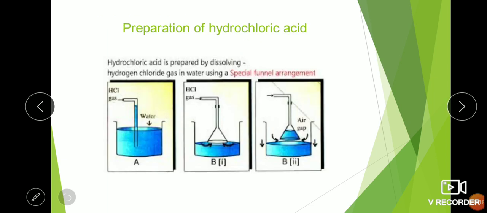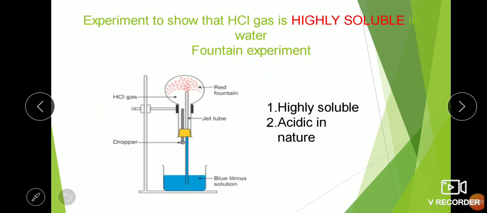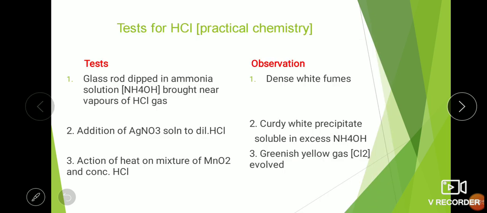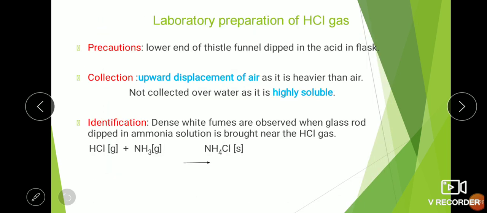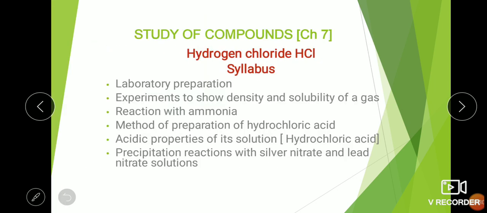In the next class, in the next lecture, I am going to start with preparation of hydrochloric acid. Then the remaining portion which is there, we'll be taking it in the subsequent lecture. Today I have completed the laboratory preparation of hydrogen chloride gas. We have also done the experiment to show density and solubility of a gas, that is hydrogen chloride gas, and we have done the reaction of ammonia with HCl. If you remember, NH3 plus HCl gives you NH4Cl, that is ammonium chloride. So I hope guys that the things are very clear to you.